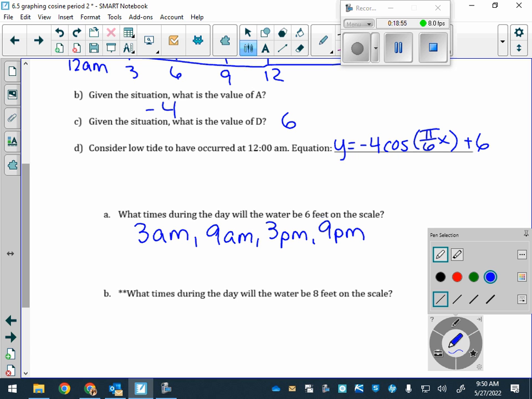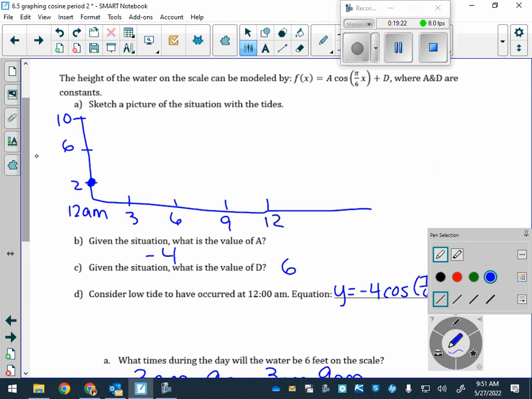Anybody else? Okay. How'd you get it? Okay. Right, so I want you to look at our scale, 2, 6, and 10, right? So 8 feet would be roughly here, right? So think of our graph right now.